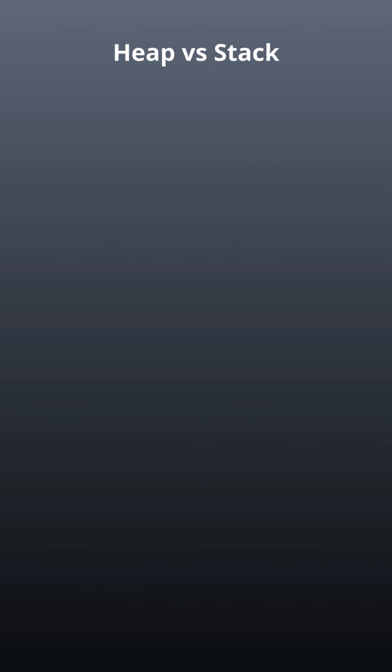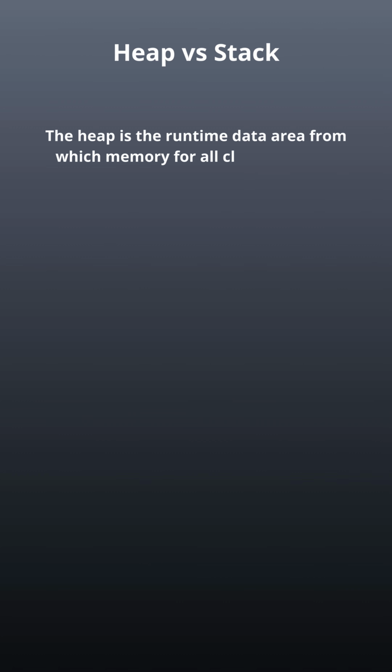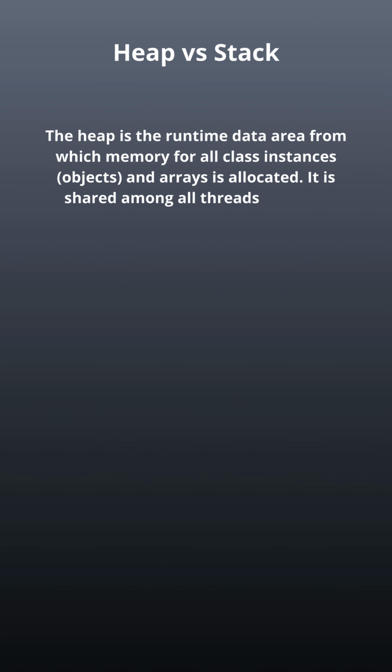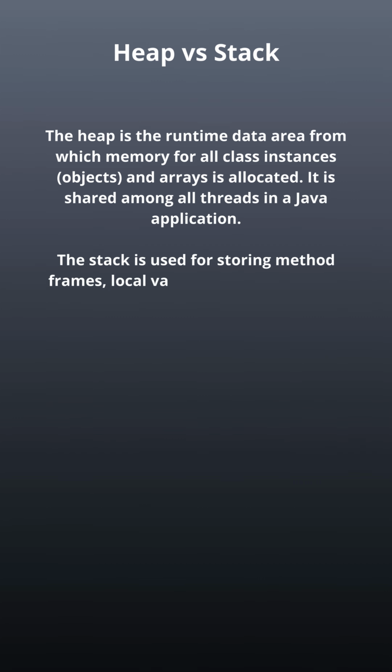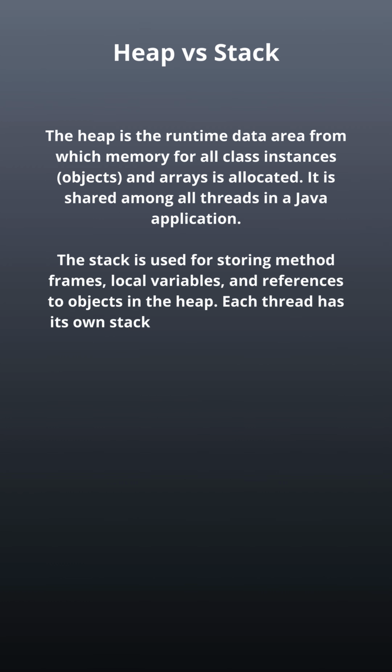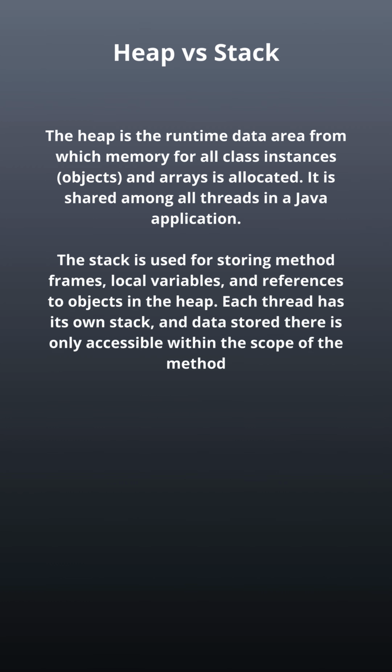Heap versus stack. The heap is the runtime data area from which memory for all class instances, objects, and arrays is allocated. It is shared among all threads in a Java application. The stack is used for storing method frames, local variables, and references to objects in the heap. Each thread has its own stack, and data stored there is only accessible within the scope of the method.